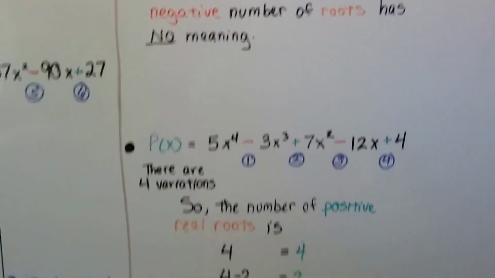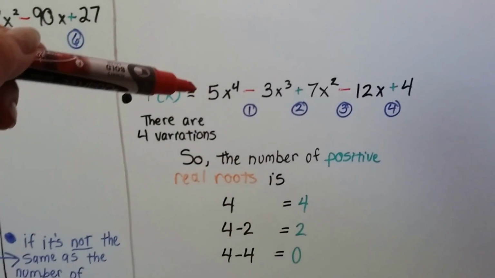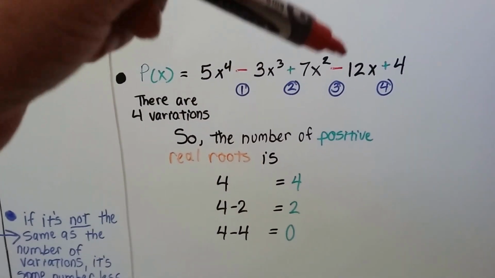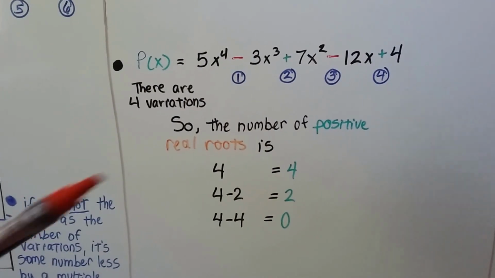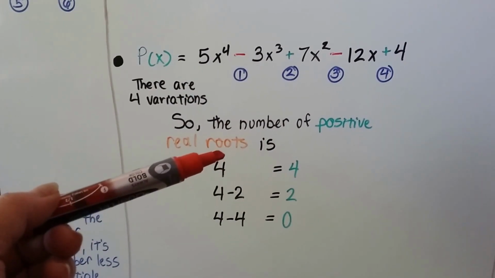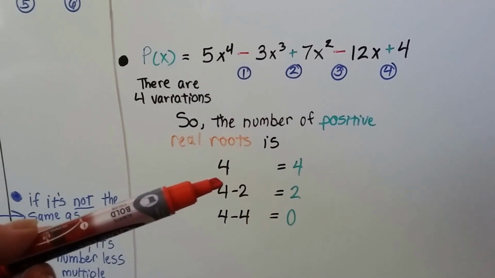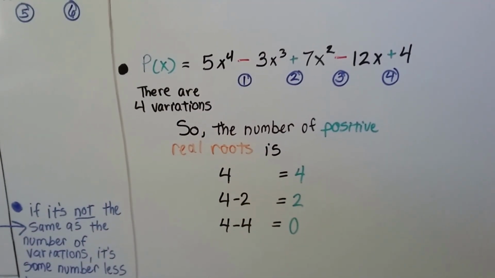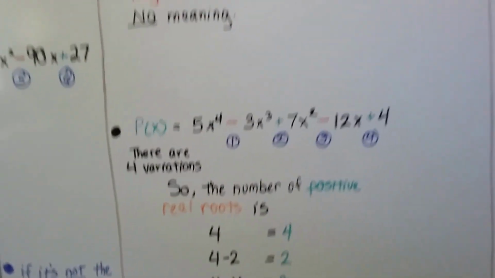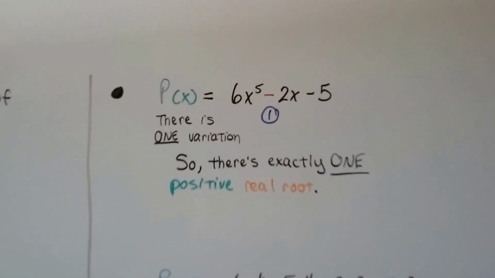I'll keep explaining. So here we have 4 variations. We started with a positive, and we got 1, 2, 3, 4 variations. So the number of positive real roots is 4. And if it's not 4, it's going to be a 4 minus a 2 or a 4 minus a 4, which would make it a 4, 2, or a 0. All right? I'll show you. Keep watching.